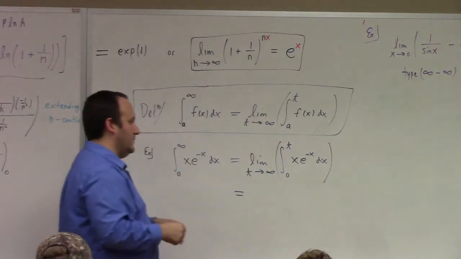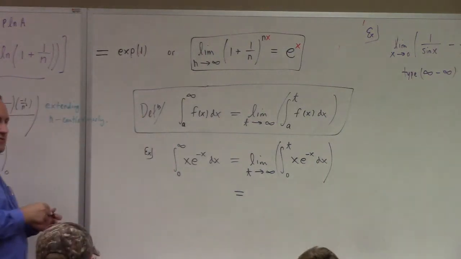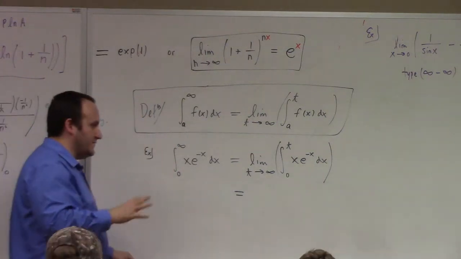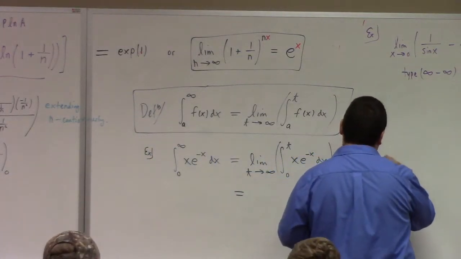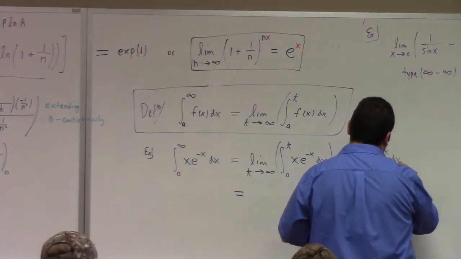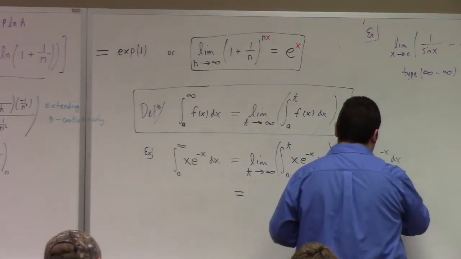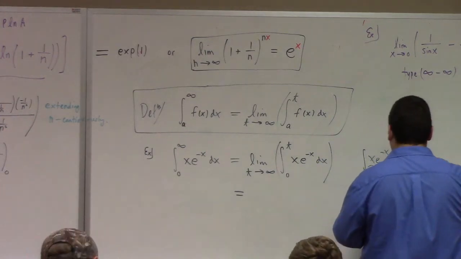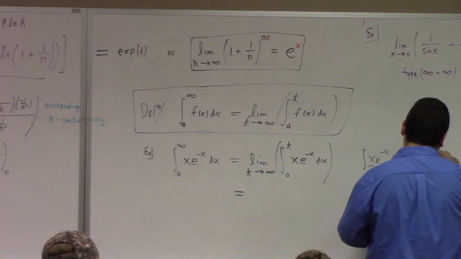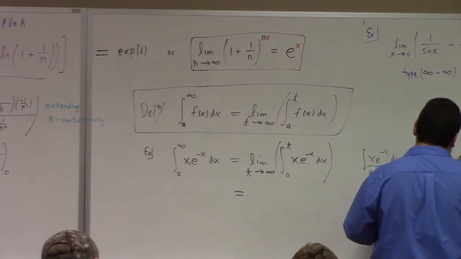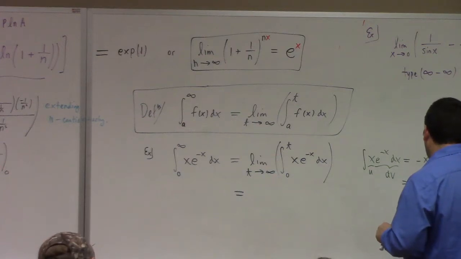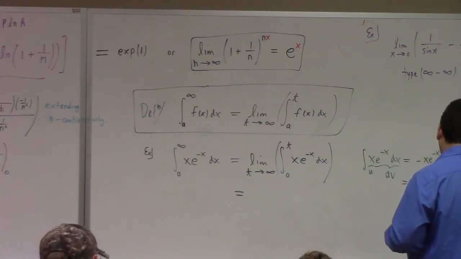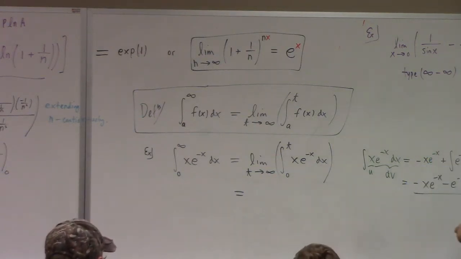Now, in this kind of problem, what I like to do is figure out the antiderivative off to the side and then use it. So the integral of x e to the minus x dx: I let the e to the minus x dx be my dv, and I let x be my u. I get minus x e to the minus x plus the integral of e to the minus x dx by integration by parts. So I get minus x e to the minus x minus e to the minus x plus a constant for my antiderivative.